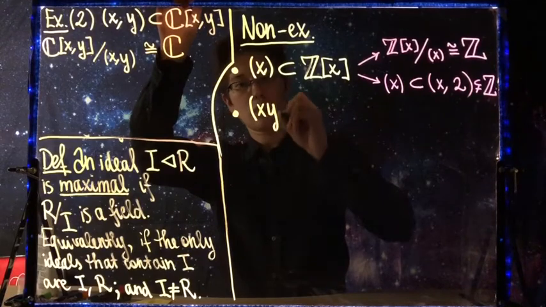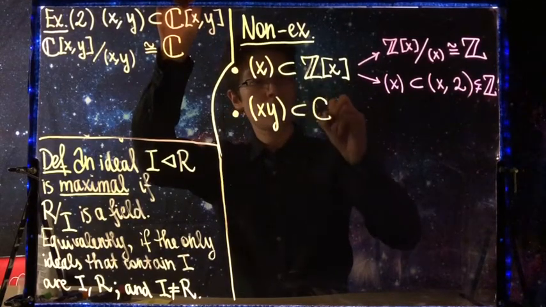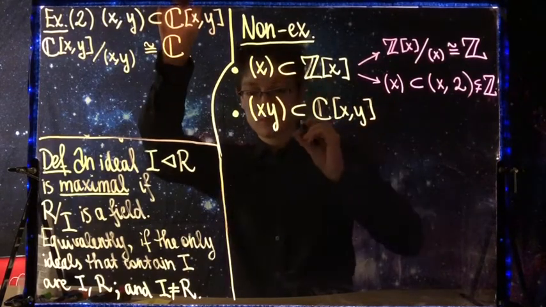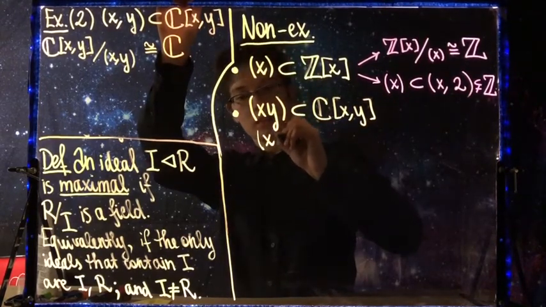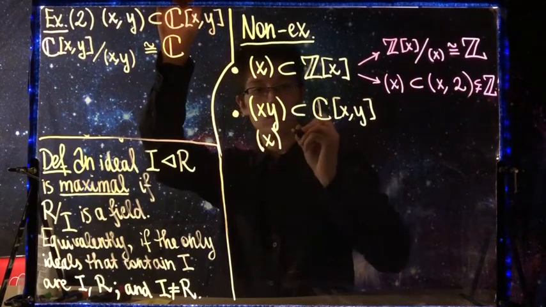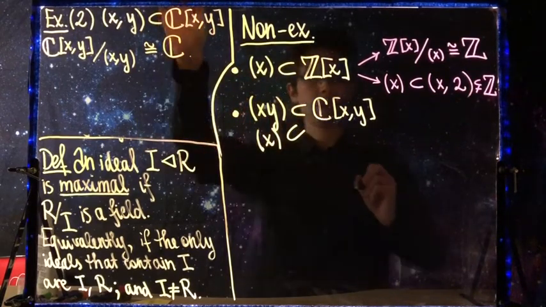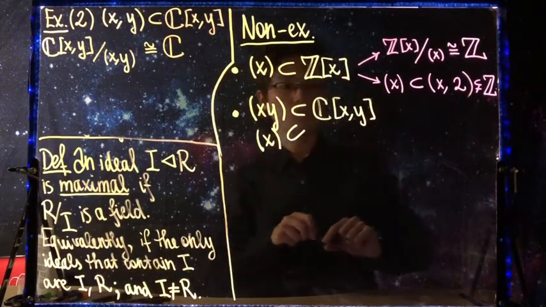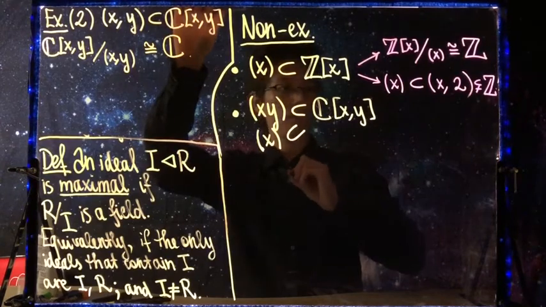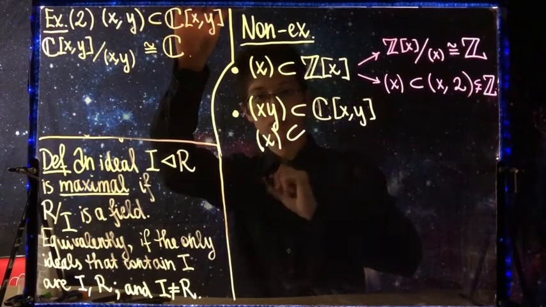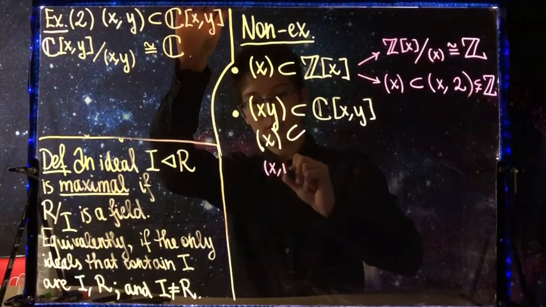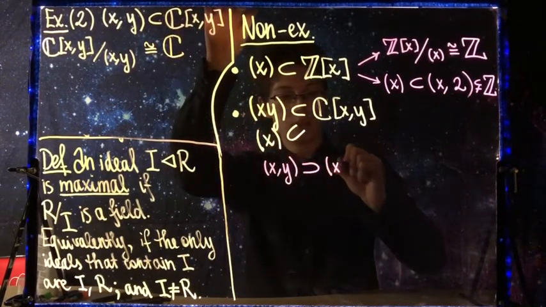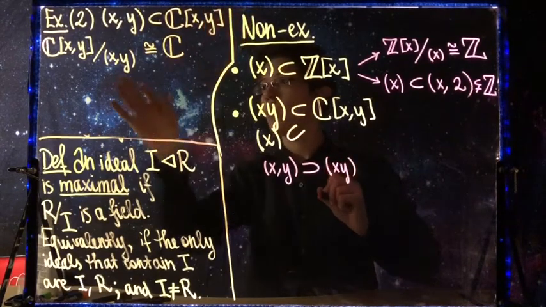Also, the ideal (xy) inside of C[x, y] and the ideal generated by one element x inside C[x, y] are not maximal because, for example, we can see that both of them are contained in the ideal (x, y).